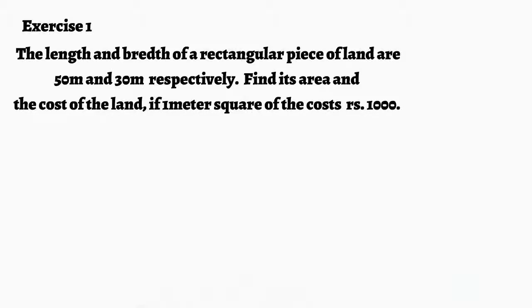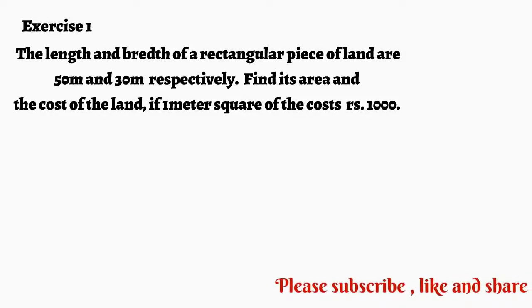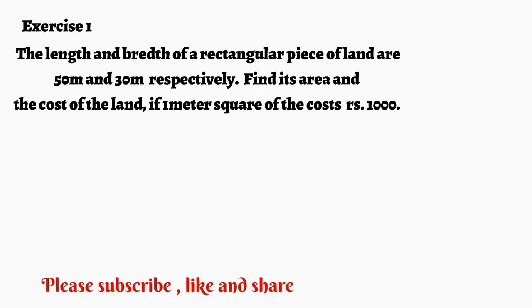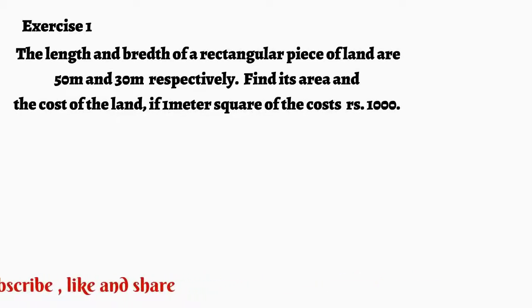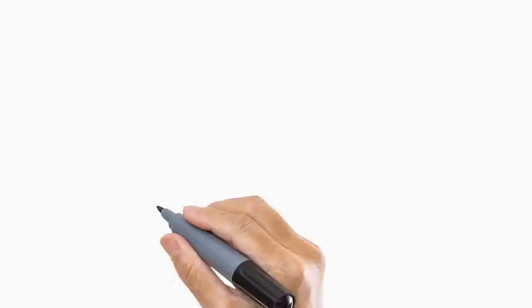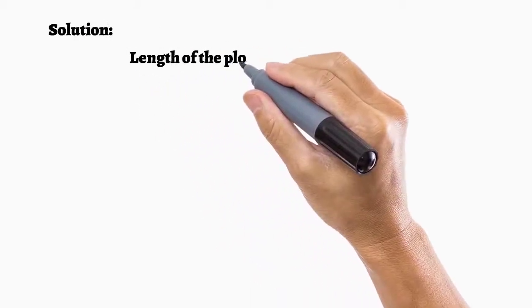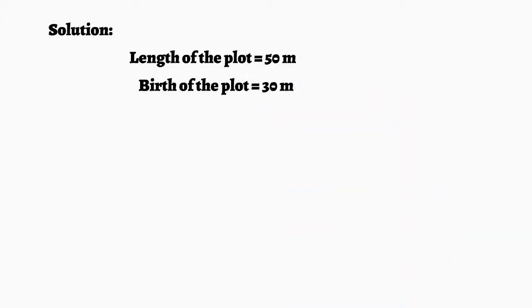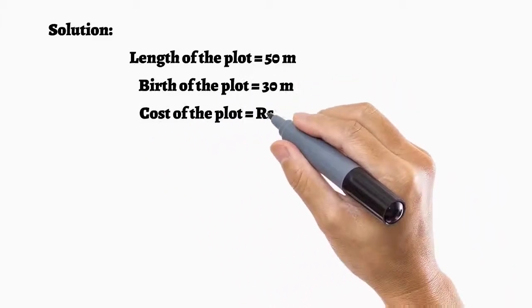If you get any problem like this, first read the problem carefully and see the available information in the question. Here, for the rectangular plot, length and breadth are available. As per the question, we need to find the area and total cost of the plot. Solution. Length of the plot equals 50 meters. Breadth of the plot equals 30 meters. Cost of the plot equals Rs. 1000 per meter square.